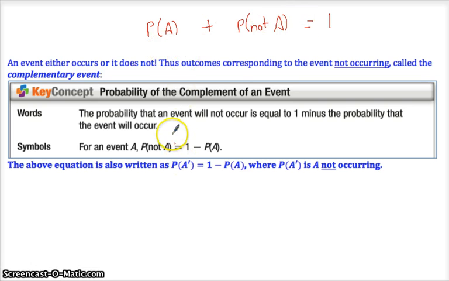Rearranging this just slightly, we can write the probability that A doesn't happen as 1 minus the probability that it does happen. We just subtracted this on both sides of the equation to get this. Another way to write this, which is faster for one thing, and it's accepted, is they put a little prime, a little apostrophe there, to stand for not A. So I kind of like this better. The probability that A doesn't happen is 1 minus the probability that it does happen.